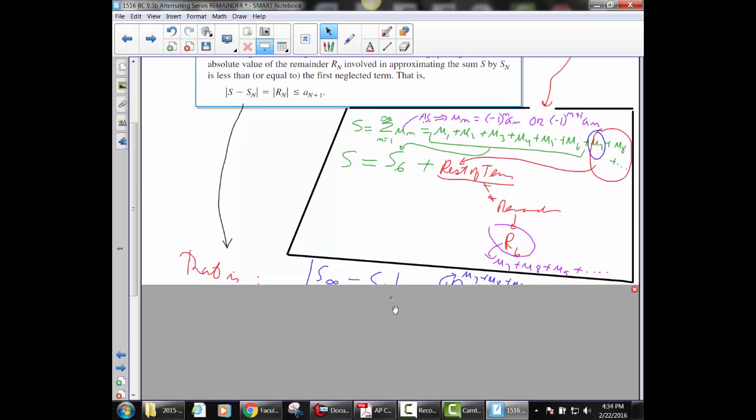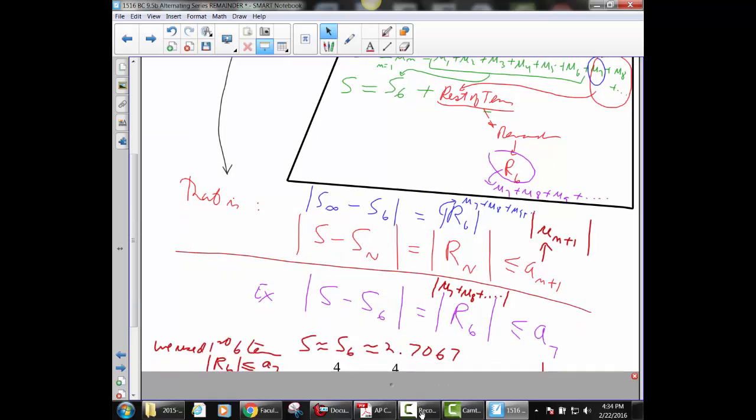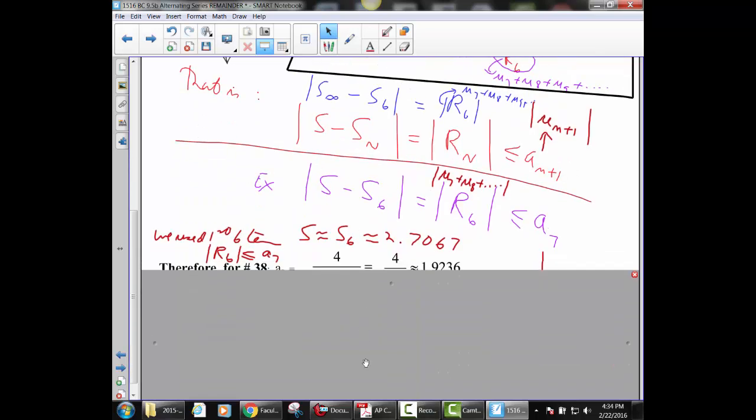So what they're saying is that the sum of all the terms minus the sum of the first 6 terms, which is their S minus Sn, the absolute value of that is equal to the absolute value of the remainder of the 6 terms, right? So if I take S minus S6, I'm left with R6. And we're saying that the absolute value of that is less than or equal to a(n+1). Okay? So here's an example.